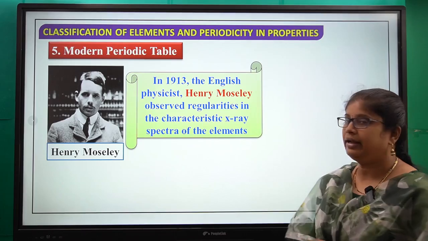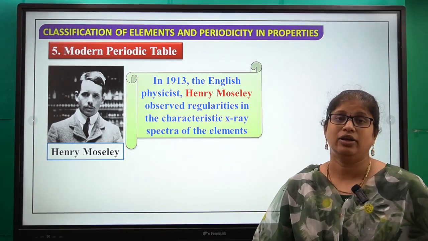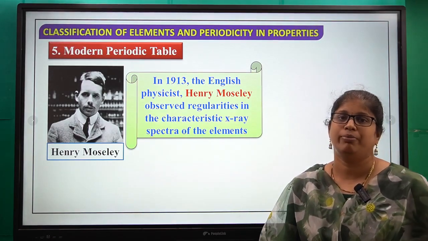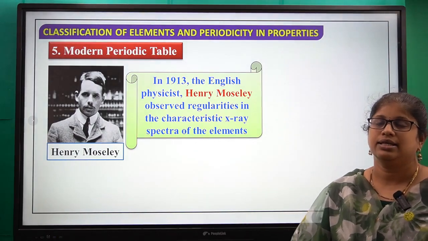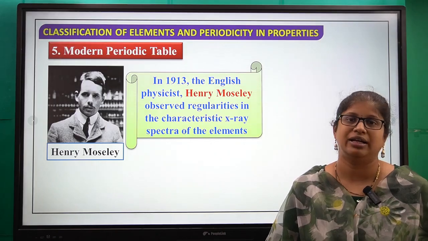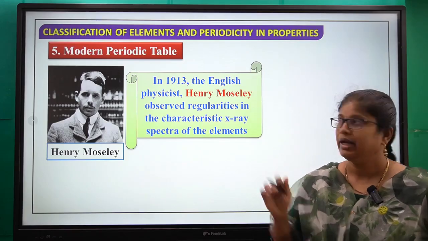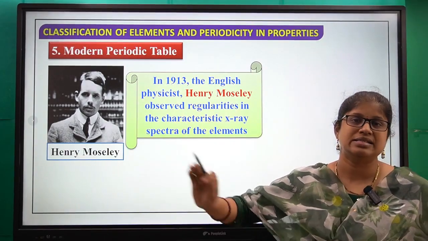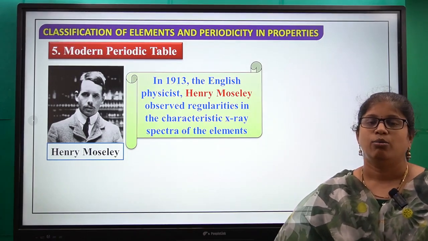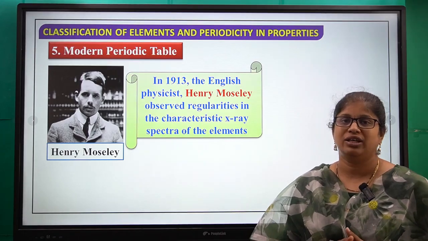1913. So in 1913, the English physicist Henry Moseley observed regularities in the characteristic X-ray spectra of these elements. Based on these regularities, he said that the properties are generally based on atomic number, not atomic weight, and he took atomic number into consideration. Until Moseley, all the scientists classified the elements based on their atomic weight. But Moseley took atomic number to classify the elements.